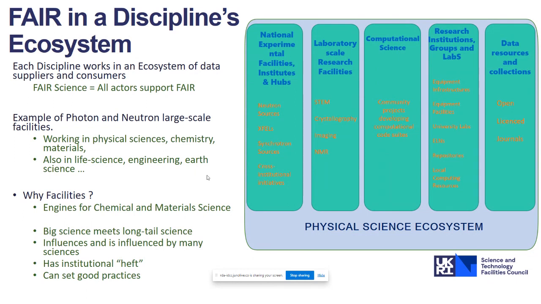Computational sciences. Yes. So groups writing codes and sharing codes. Research institutions and labs with individual research institutions and the data they're collecting and the repositories they're providing, and data resources and collections, particularly open data sources, licensed data sources from commercial companies, and also journals. We can't get journals in this mix. So a very mixed infrastructure. And if we need to help guide FAIR science, we really want all those actors to support FAIR as much as possible.